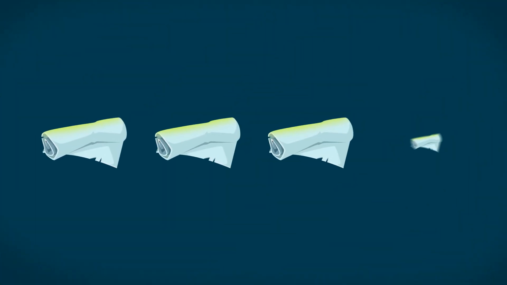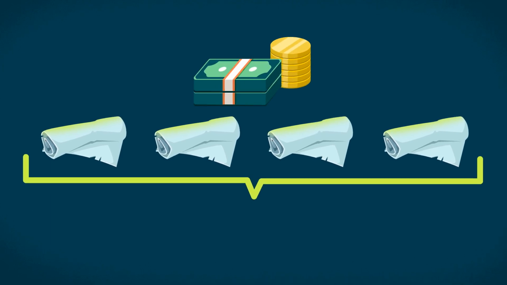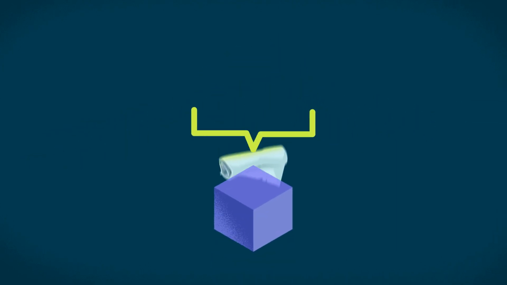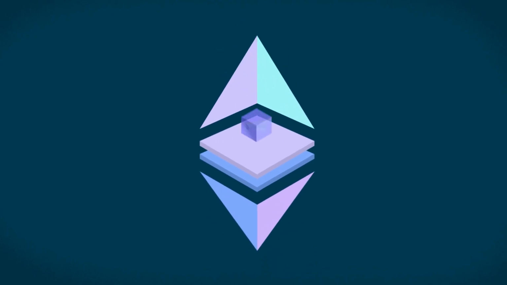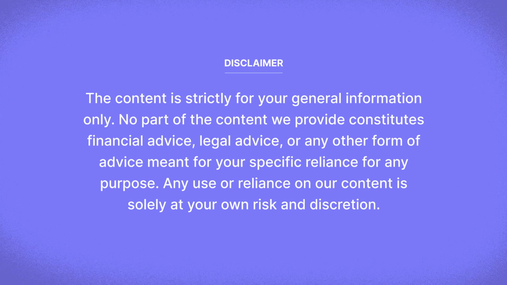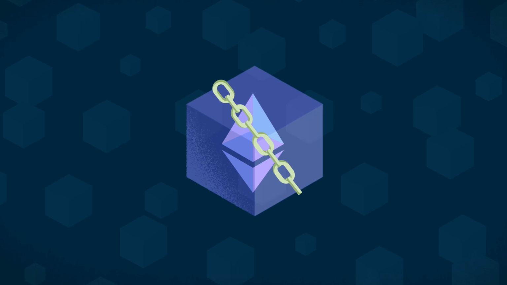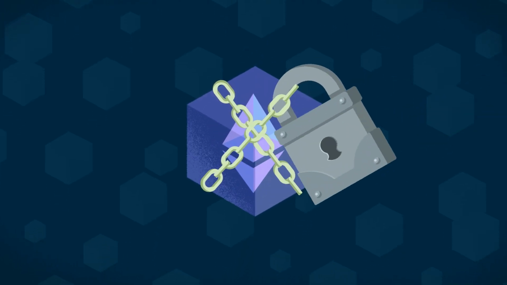Rollups are a type of scaling solution that processes transactions on another blockchain and then rolls them up into batches for inclusion on the main blockchain. This reduces the load on Ethereum while still inheriting its security.